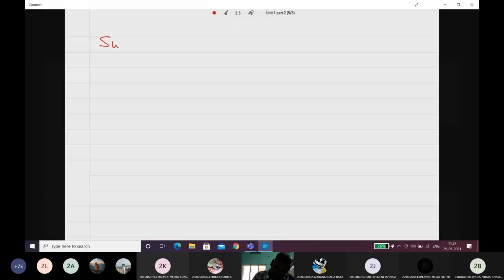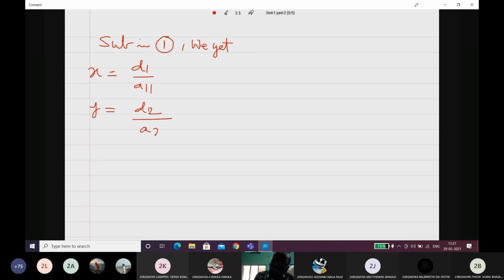Now, substituting in equation 1, we get x is equal to d1 by A11, y is equal to d2 by A22, z is equal to d3 by A33. This is the first iteration.